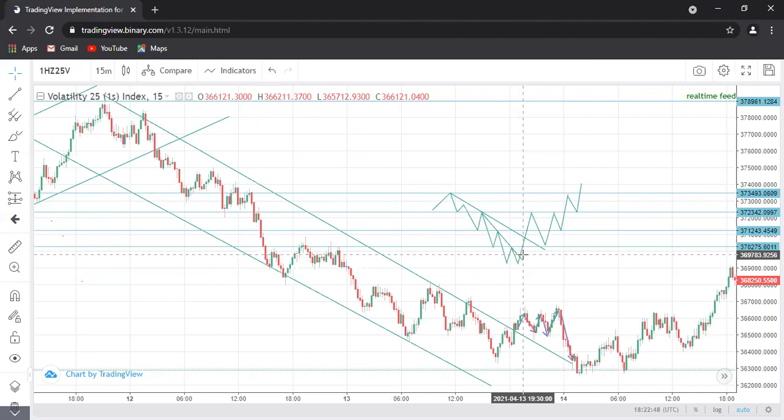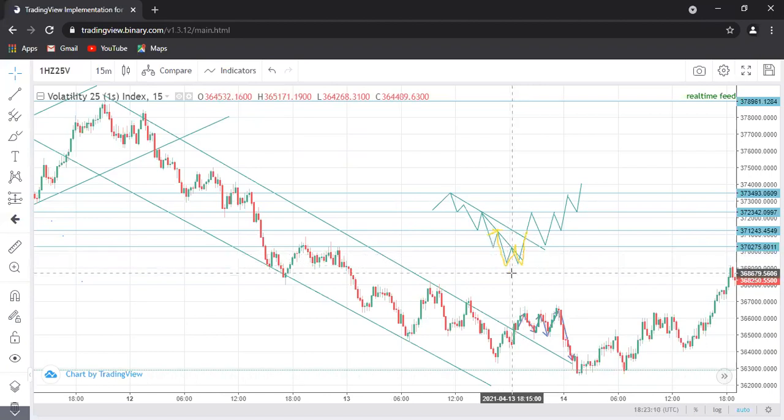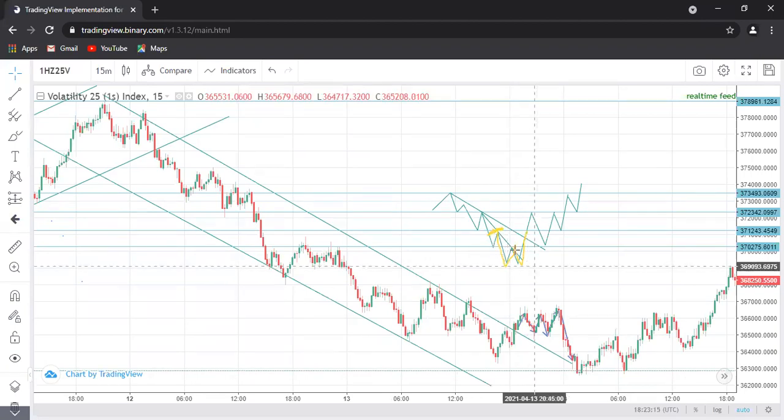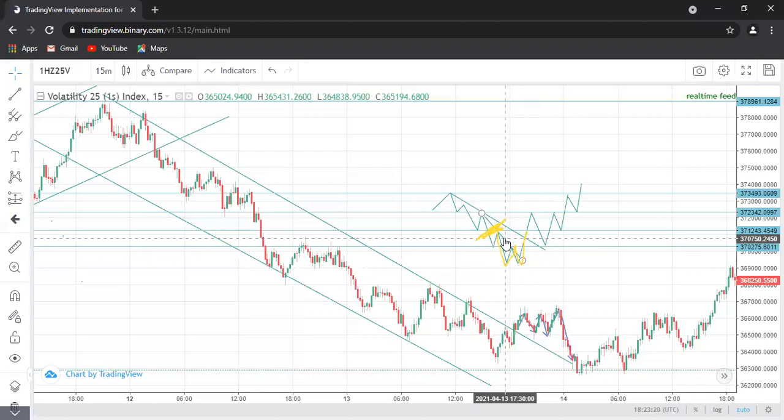You have a question? Okay, ask your question. This is a W, yeah, a double bottom. The first leg starts from here. No, see where I'm highlighting this line. Yeah, that's the first leg. So on the other side, the second leg should end here.